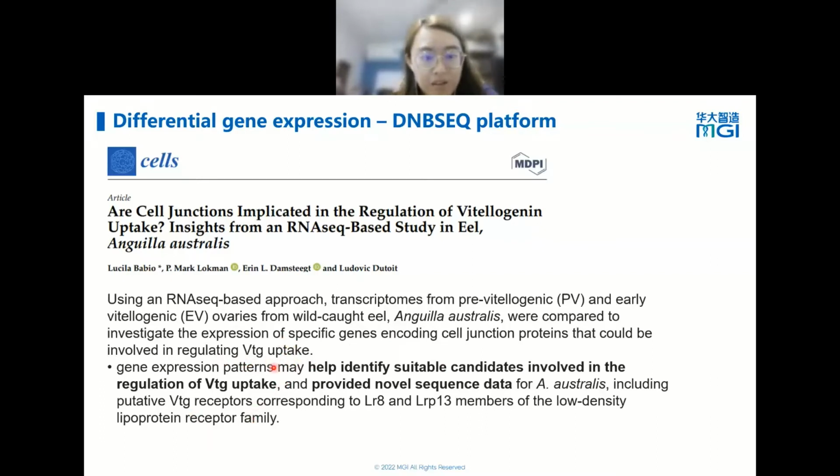What they found is that the gene expression patterns help to identify suitable candidates involved in the regulation of VTG uptake, and also provided novel sequence data for the eel, including putative receptors corresponding to LRA and LRP13, members of the low-density lipoprotein receptor family.